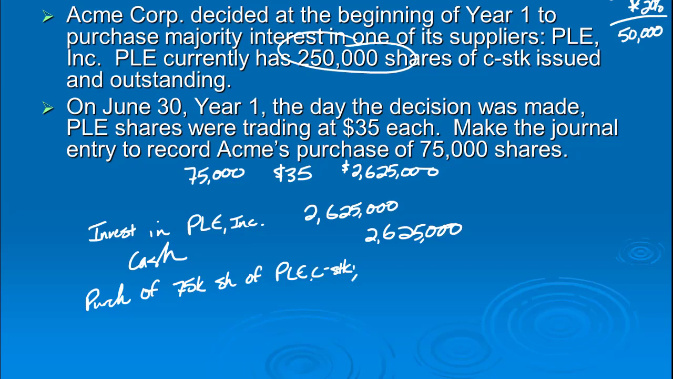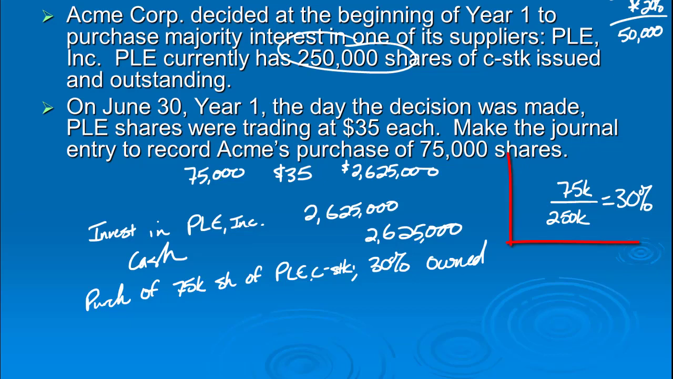And as part of this, I'd want to include how much I own because I'm going to need that number later. It's that first step. So let's see, 75,000 divided by 250,000 total. Acme owns 30%, and I'm going to put that right here, 30%. And again, this right here is step 1.